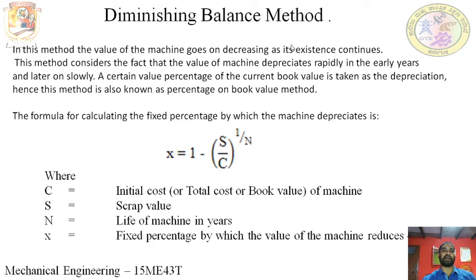Next, the diminishing balance method. The disadvantage of the first method is considered here. It is not the fixed installment method. The depreciation value changes every year. In this method, the value of the machine goes on decreasing as its existence continues.